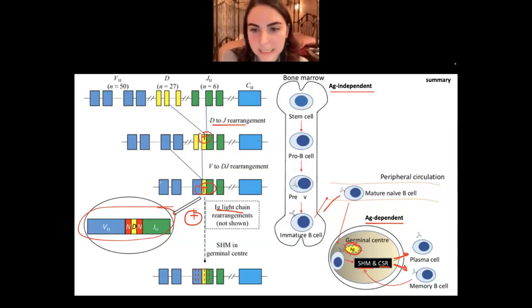And of course, this is only with T dependent. And then this is saying, I don't know why it shows it all the way here, but somatic hypermutation in the germinal center. This is over here. This is out in the secondary lymphoid tissue.